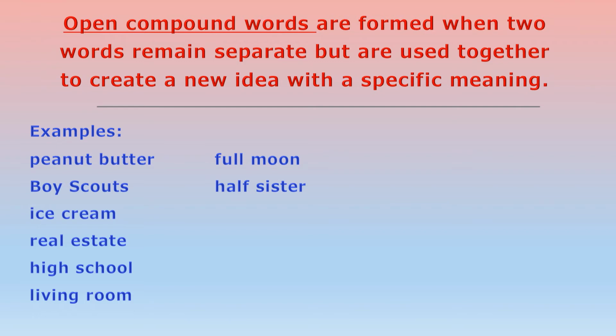Now, boy meaning something else, scouts meaning something else, but when they come together, they mean something else. Ice has a separate meaning, cream is a separate meaning. But when they come together with a space in between, not as joined words, they form a new thing called ice cream. Okay, so open compound words are formed when two words remain separate. So the main thing is that they remain separate but are used like the closed compound words to create a new word which means something different.